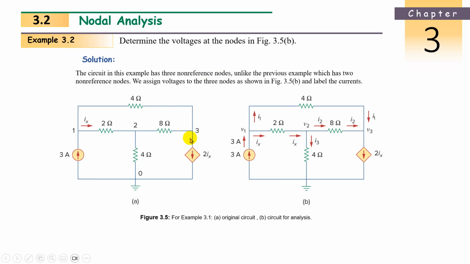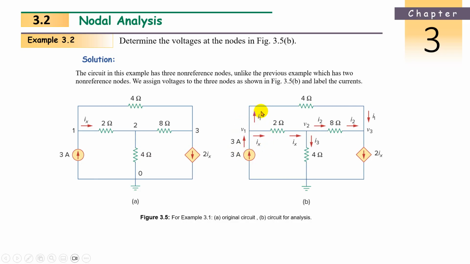Now, what do we have to do now? We have to apply the nodal equation for nodes V1, V2, V3. First, the node equation using Kirchhoff's current law: the summation of currents leaving equals the summation of currents entering. So what are the currents entering the node? 3 amperes, equal to, because only one is entering, the remaining are leaving. So 3 amperes equals I1 plus Ix. Okay, this is the first equation.